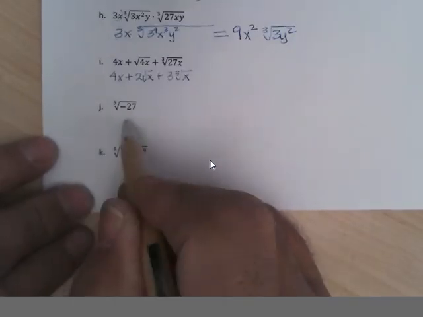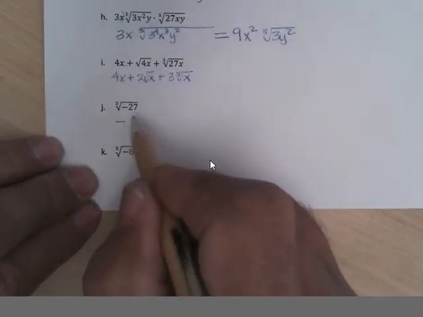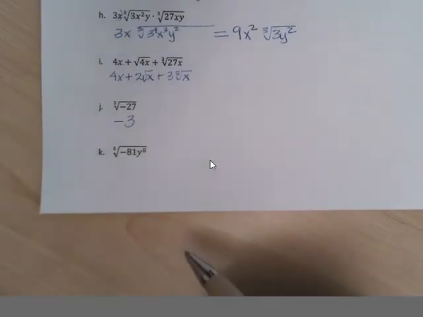Odd root, so a negative comes out of an odd root. 27 is 3 to the third, so it'll come out as a 3. We're done.